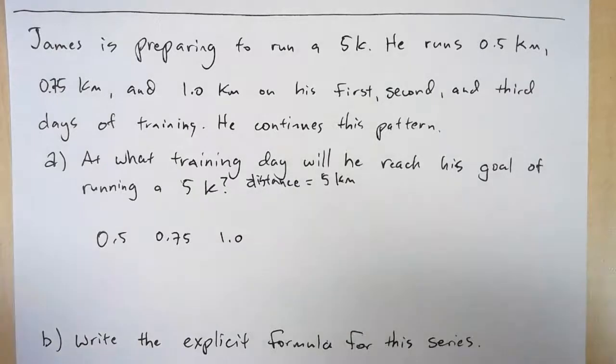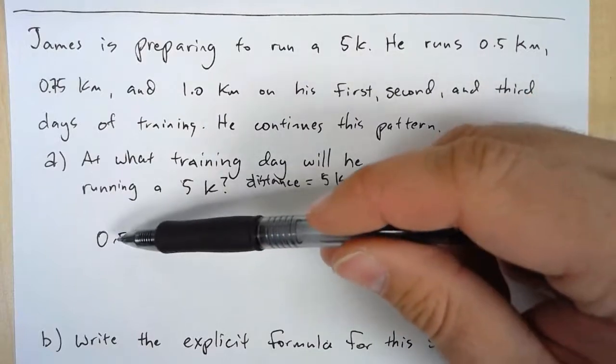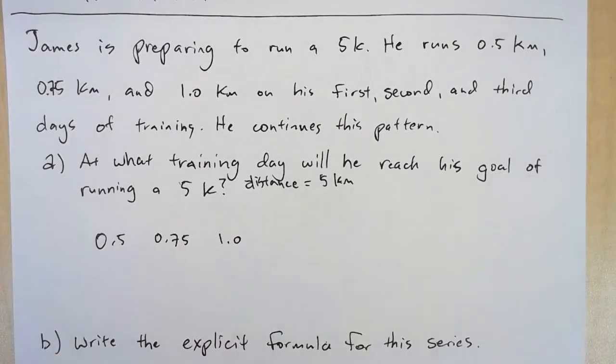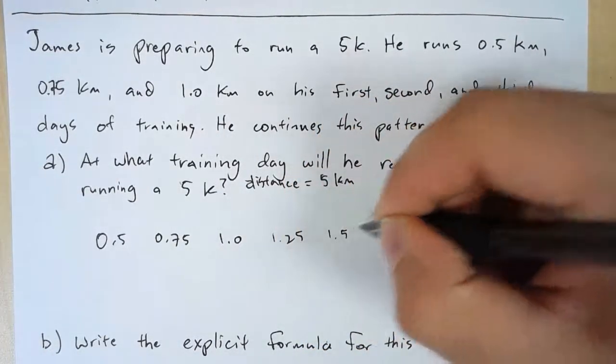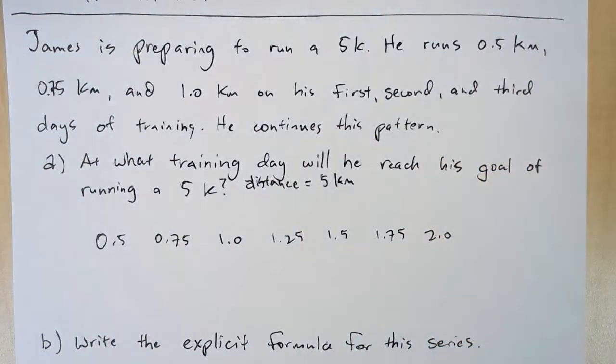So let's check to see if this is arithmetic or geometric. It looks like we're adding 0.25 every single time. 0.5 plus 0.25 gives us 0.75, and 0.75 plus 0.25 gives us 1.0. So we get 1.25 for the next one, and 1.5, and 1.75, and 2.0, and so on and so forth.